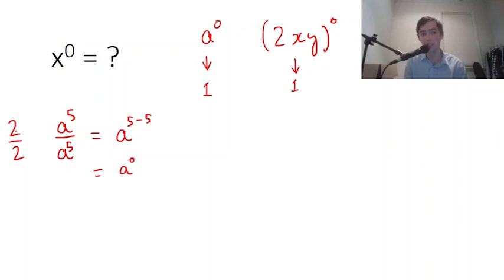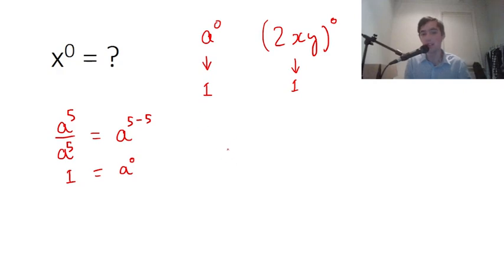It's just the same as 2 over 2. Any fraction where the top and the bottom is the same is just equal to 1. So that must be equal to 1. And so now you can see that a to the power of 0 is equal to 1. So that means anytime you see something to the power of 0, that's 1.